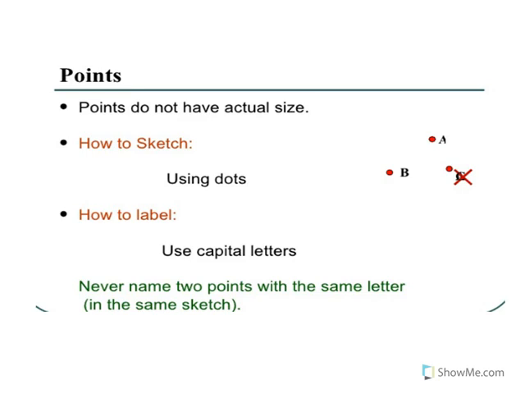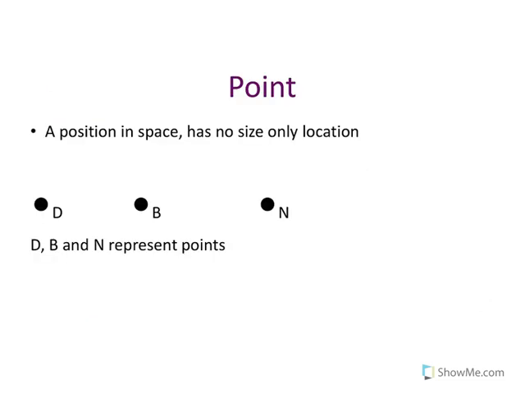So here, for example, we have point A and point B. We say never use two points with the same name, so we cannot call this point A again. On the same plane, we cannot have two points with the same name. A point is a position in space that has no size, only location. So for a point, we can have a location. Here we have an example of points D, B, and N.